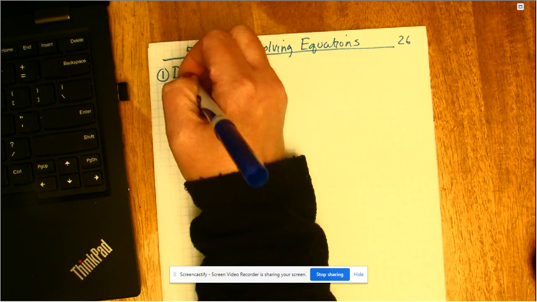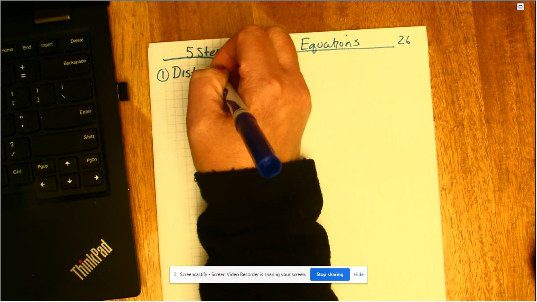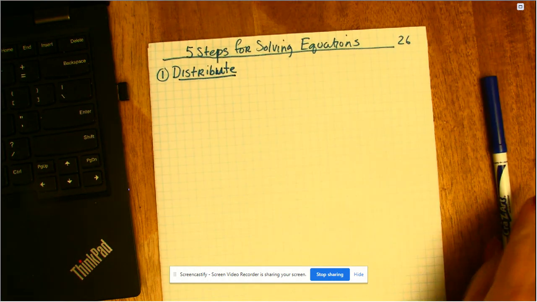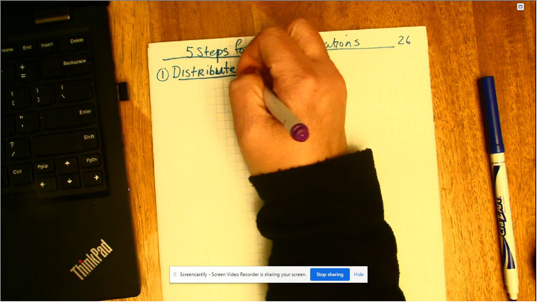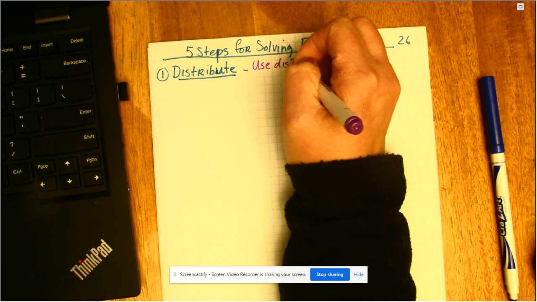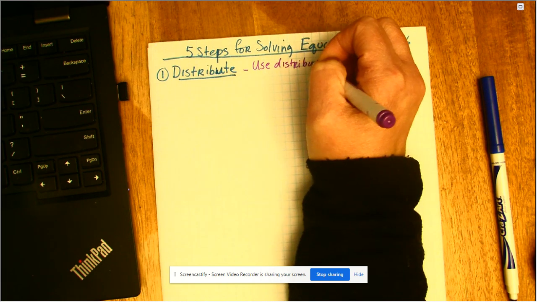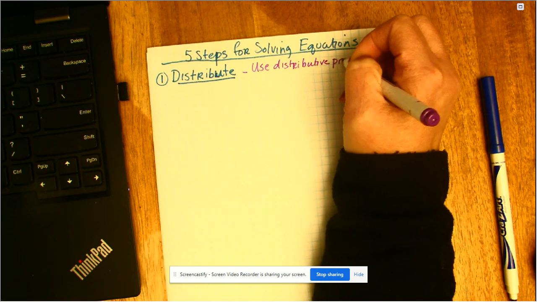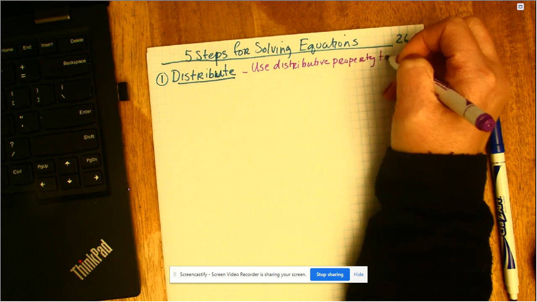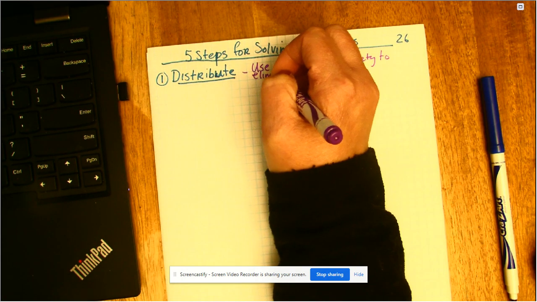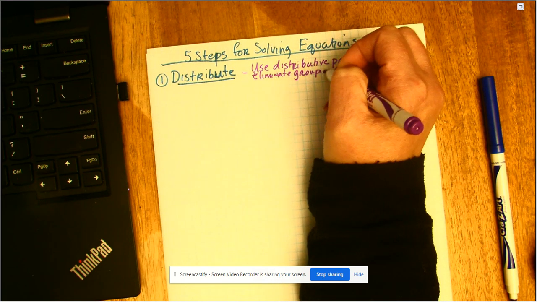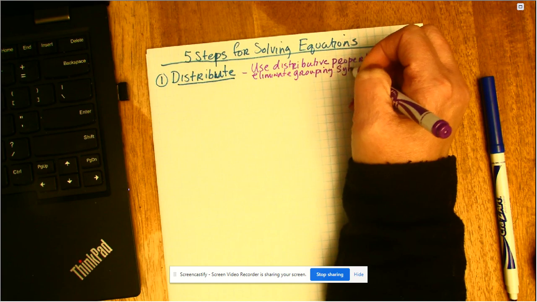So step number 1 is going to be distribute. Okay, and distribute is use distributive property to eliminate grouping symbols.